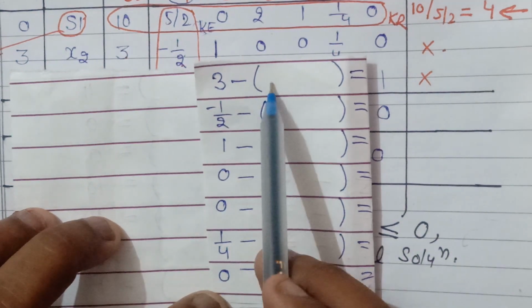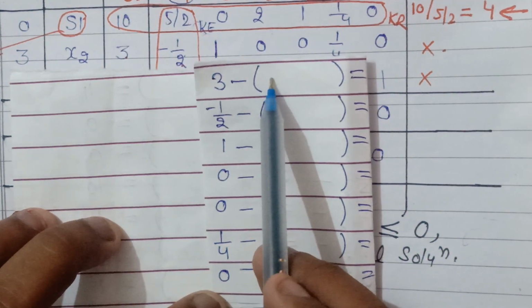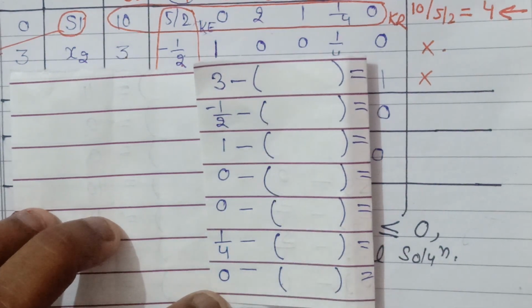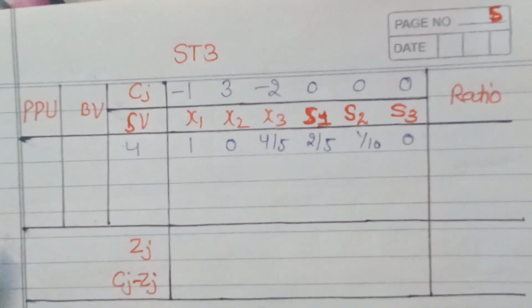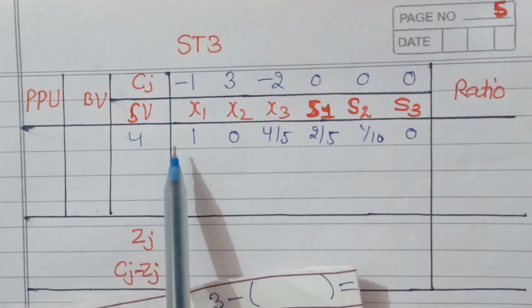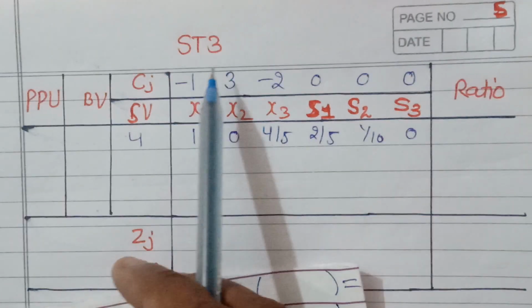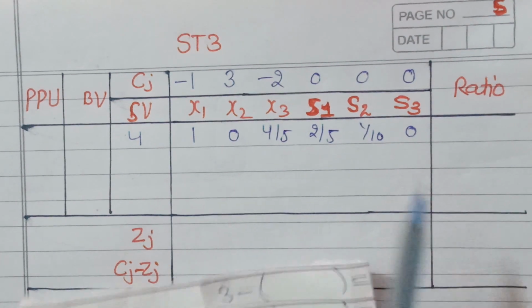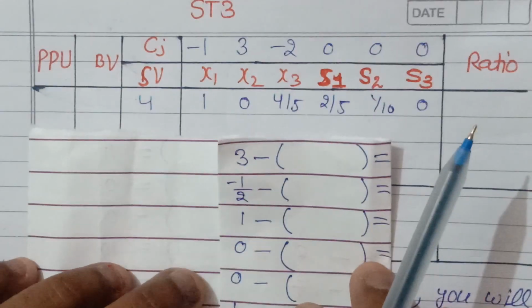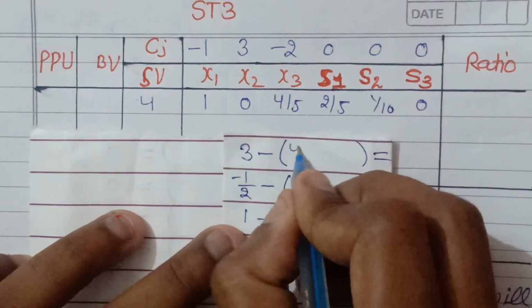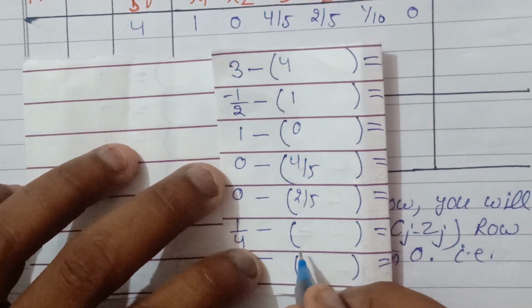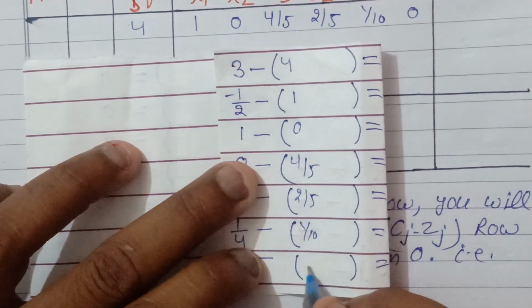Now we have to write the elements of the new row made in simplex table 3. Here you will see that these are the elements of the newly entered row in simplex table 3. So let us write these elements in the form of a column here. The elements are 4, 1, 0, 4 by 5, 2 by 5, 1 by 10, and 0.